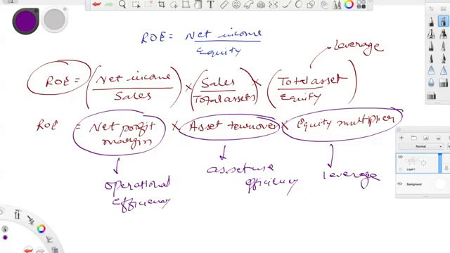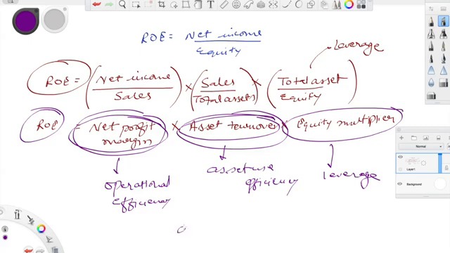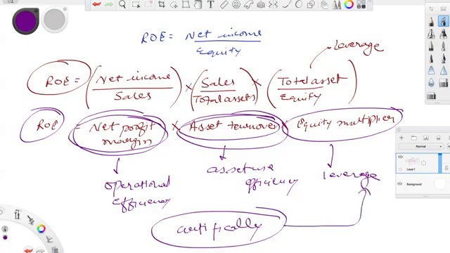Understood? So a company with low margin but high asset turnover can still have a good ROE. Although the net profit margin is low, if asset turnover is high, then my ROE can also be high. The company can also boost its ROE artificially. So artificial boosting can also be done. Okay, how? By increasing the leverage. This is also what companies do to make their ROE look lucrative to the investors. They increase the leverage, right? That basically means increasing the debt.